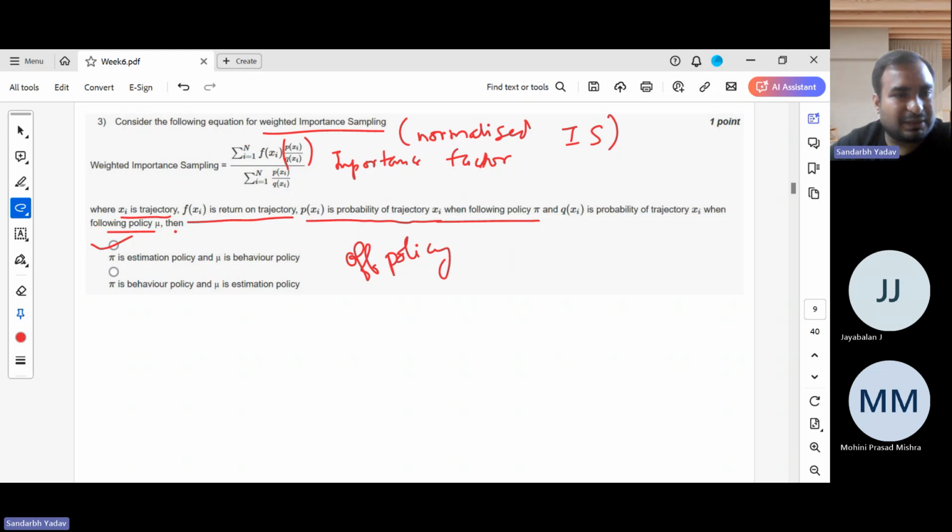So the correct option is pi is the estimation policy. This is the policy for which we want to estimate the value, the value of some state, maybe some starting state. And mu is the behavior policy. With this, we are generating the data. If you consider one data point, in a state you took an action, what reward you got, and what is the next state, this data is getting generated through the behavior policy. So the correct answer is pi is the estimation policy and mu is the behavior policy.